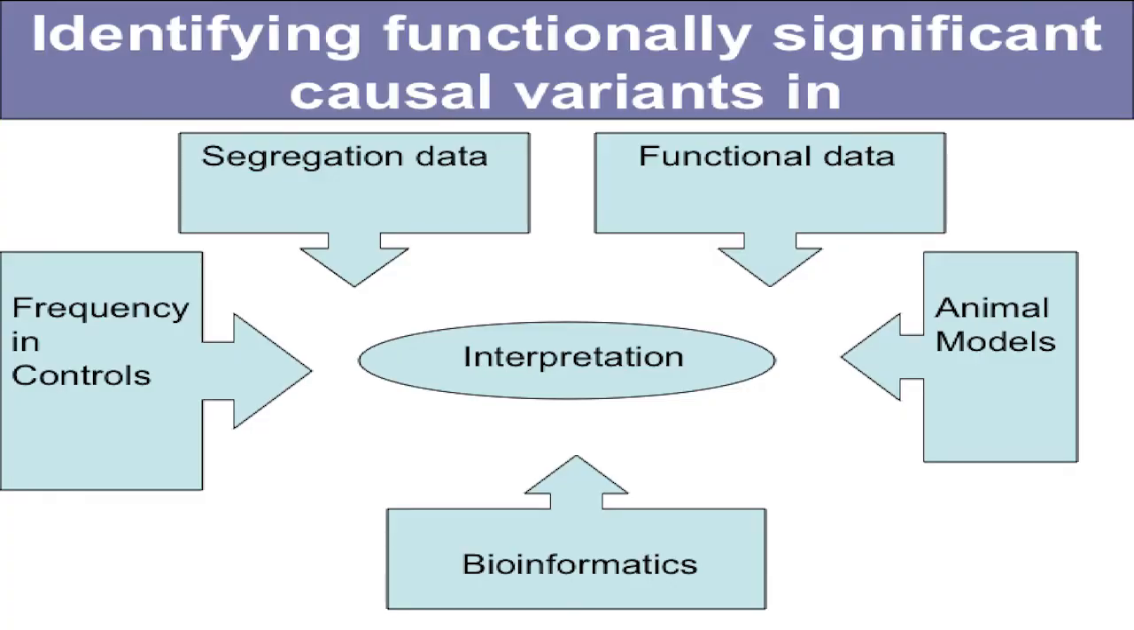So first, what tools do we have in our possession to prove the causal effect of a variant on the trait, right? Well, statistically, we can look at segregation of the variant with the phenotype, right? So see if a certain allele co-segregates with the trait.